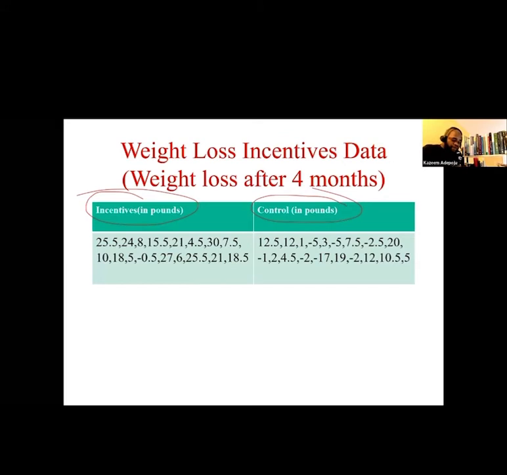What I recorded here is just the difference between the initial weight and the weight after 4 months. I'm going to say that again: the difference between the initial weight and the weight after 4 months. We take your initial weight when we started, and after 4 months we record the weight again, then we subtract. Of course, we have two groups: those who receive financial incentives and those who do not. The essence of this research is to investigate whether financial incentives could lead to weight loss.